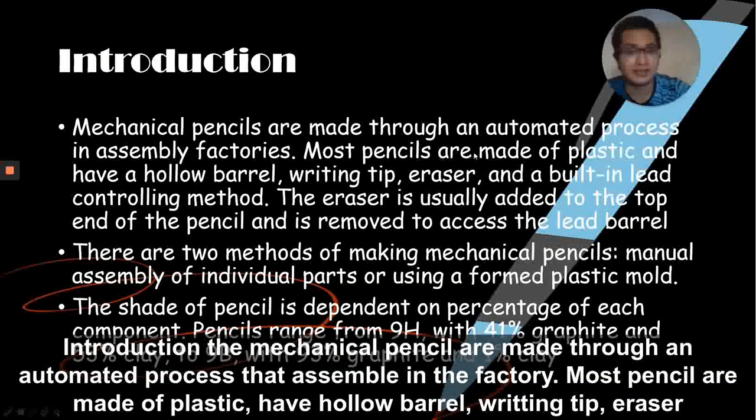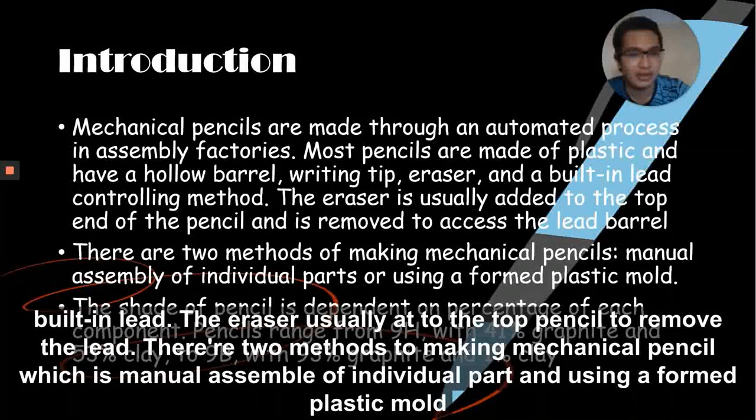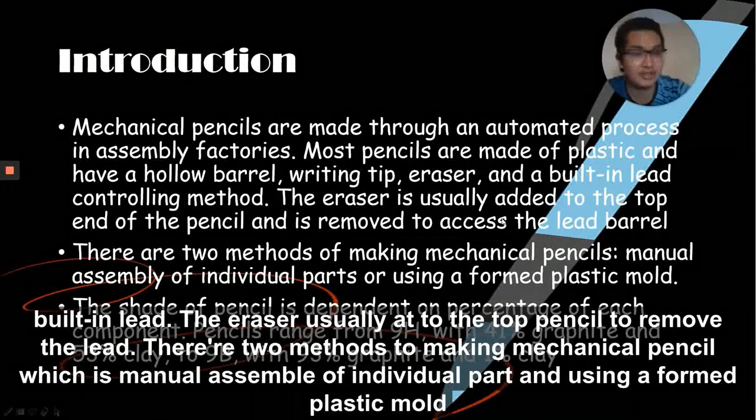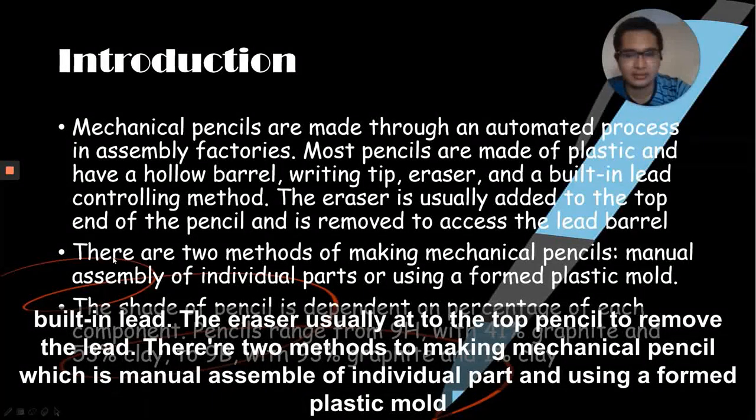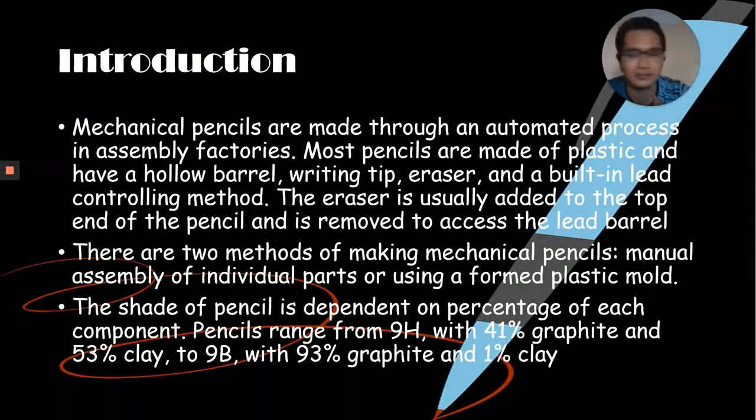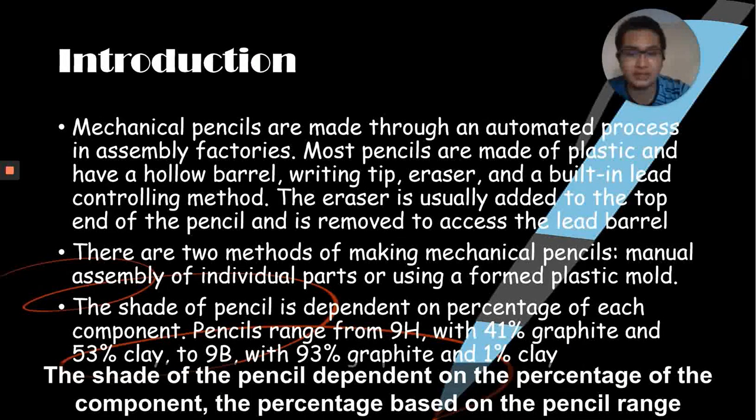Most pencils are made from plastic and have a hollow barrel, writing tip, eraser, and built-in lid. The eraser is usually added to the top of the pencil to remove the lid. There are two methods of making the mechanical pencil: a manual assembly of individual parts, and using a foam plastic mold. The shape of the pencil depends on the percentage of the component.